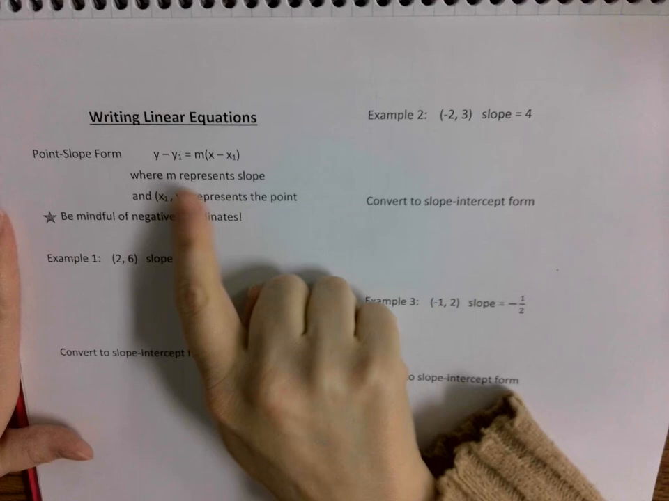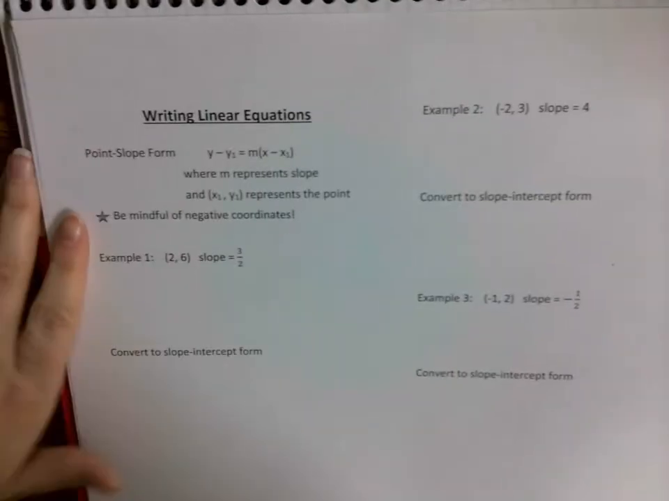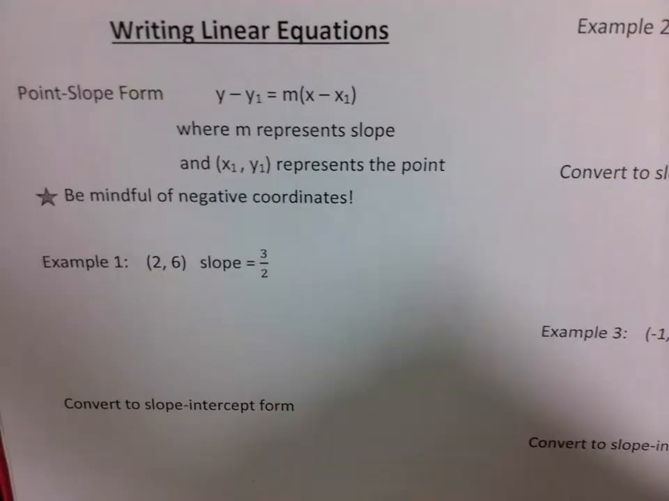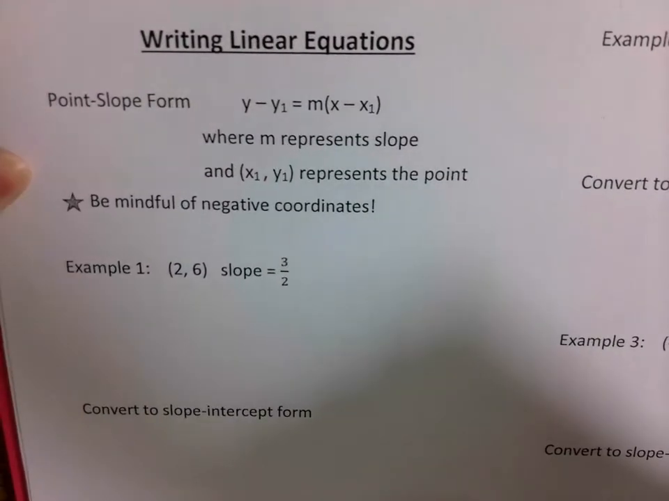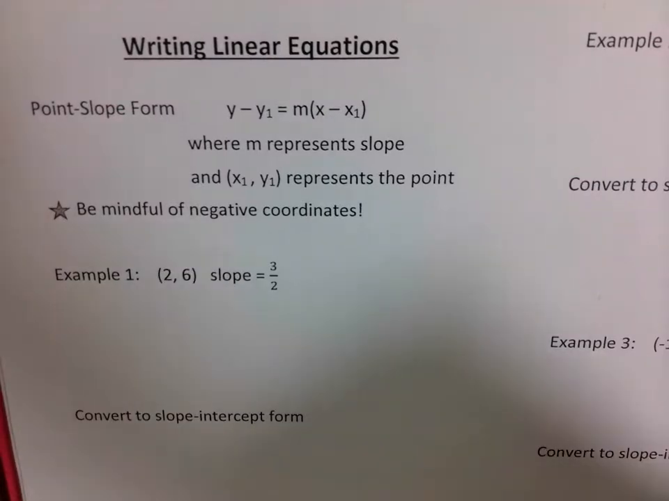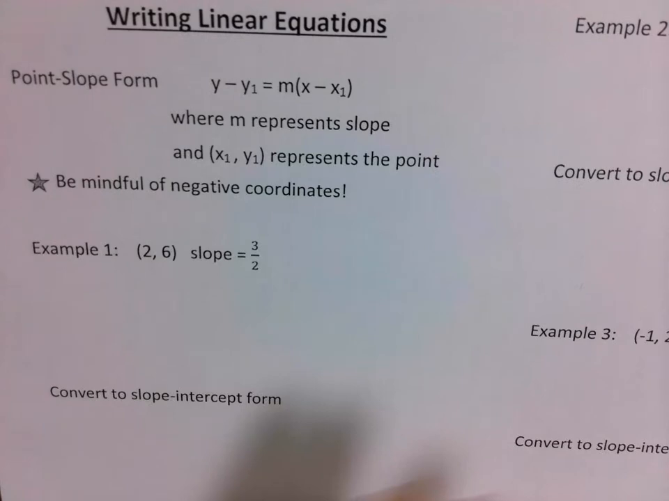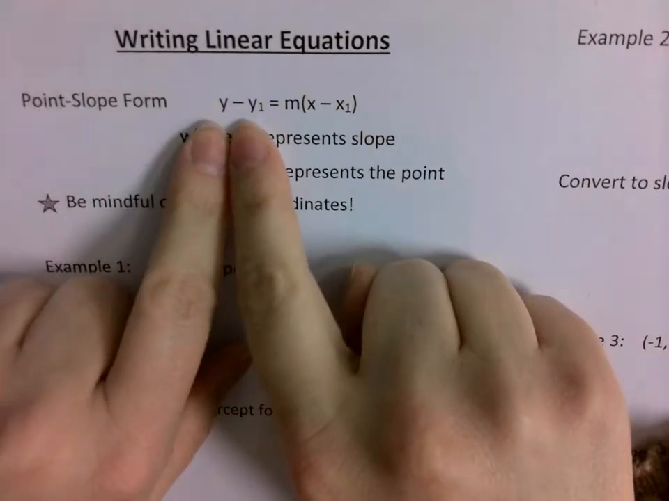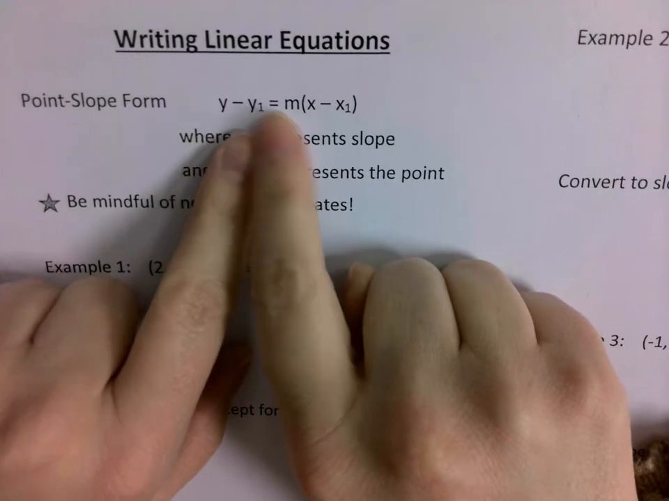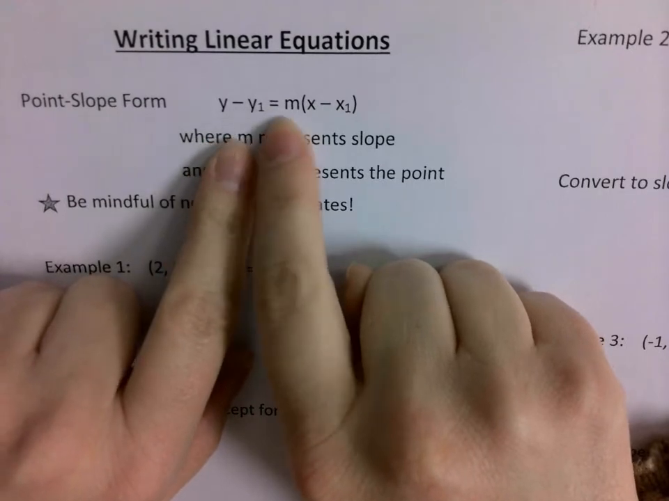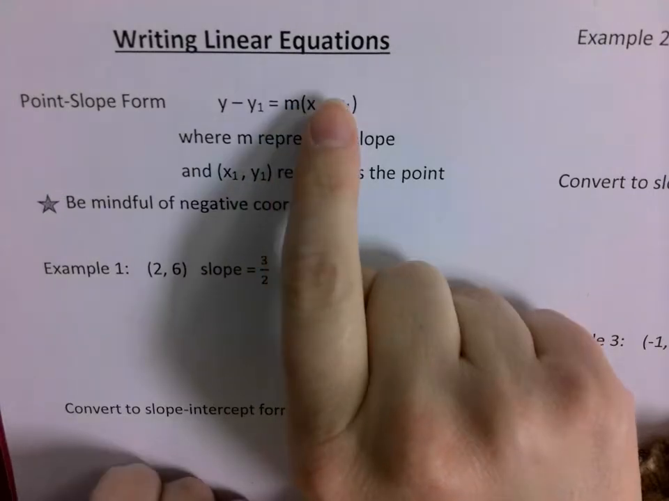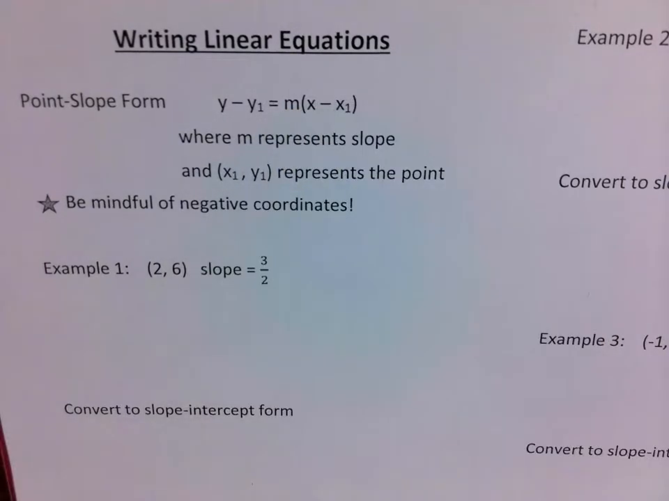Point slope form, again, like I just said, is another format of being able to write a linear equation. It is written in the following format, where you have y, which is your variable, minus y1, which is a y coordinate, is equal to m, which is your slope, times x minus x1, where x1 is the x coordinate, an actual physical coordinate.